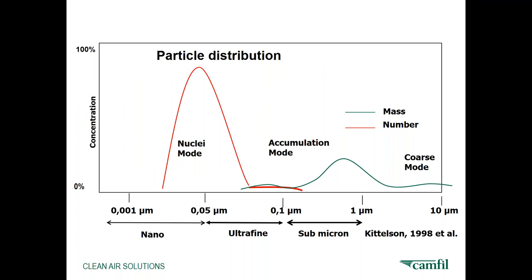This could be a boring diagram, but it's very important. This diagram shows the distribution of particles in the air by mass and by number. The green line is particles by weight and the red by number. 99% of all particles in air by number is sized around 0.05 micron.